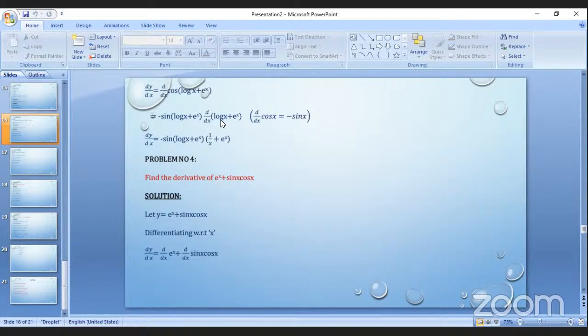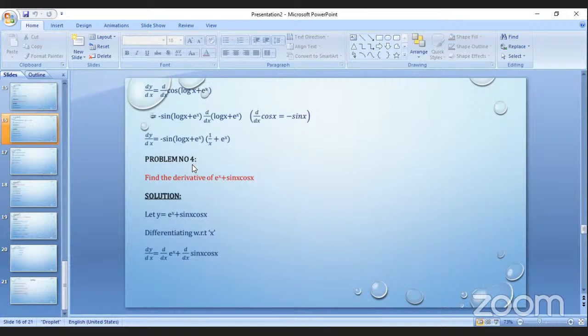Log x plus e power x. dy by dx equal to minus sin of log x plus e power x into d by dx of log x, which is 1 by x, plus d by dx of e power x, which is e power x. This is the final answer. If y equal to cos of log x plus e power x, then dy by dx equal to minus sin of log x plus e power x into 1 by x plus e power x.